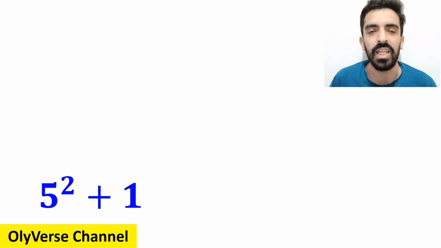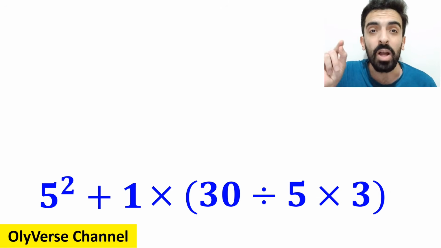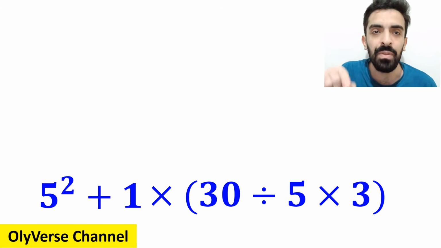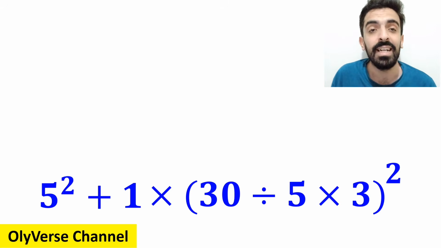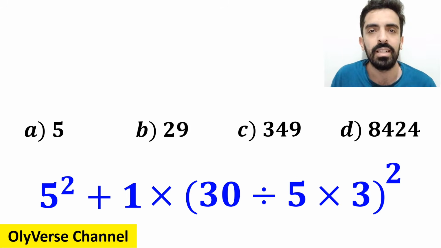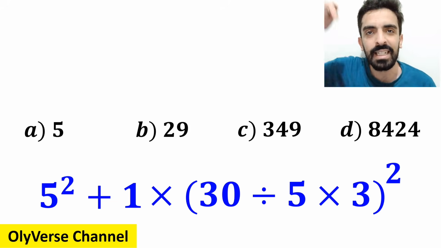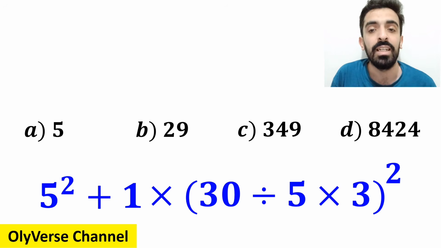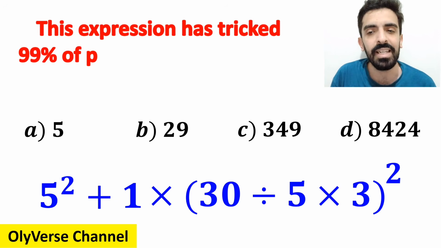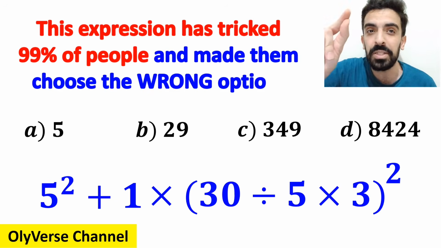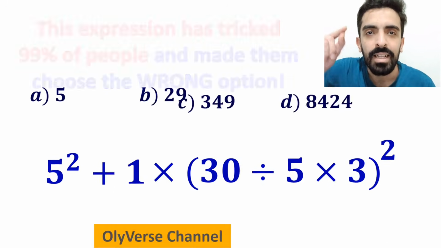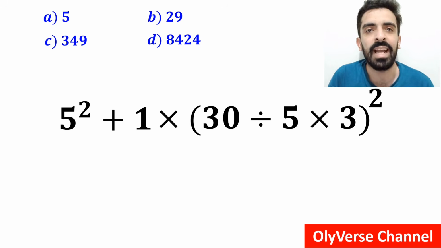What is the value of the expression 5 squared plus 1 multiplied by open parenthesis 30 divided by 5 times 3 close parenthesis and all squared? Which option do you think is the correct answer to this question? This expression has tricked 99% of people and made them choose the wrong option. Let's go step by step and solve it together.